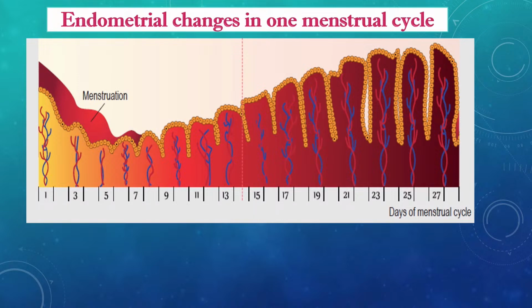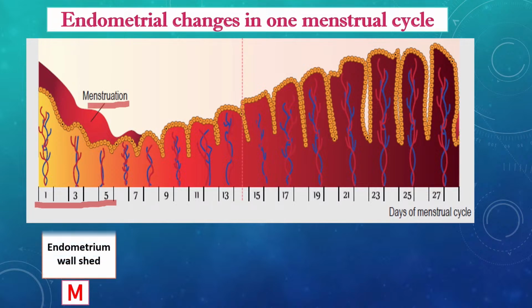Now let's look into endometrial changes, also for one whole chart. During endometrial changes, what happened from day 1 to day 5? Here we are talking about the menstrual phase. So the female is actually experiencing menstruation. This will cause shedding of the endometrial wall. The endometrial wall breaks down and gets shed. It gets removed together with the dead ovum.